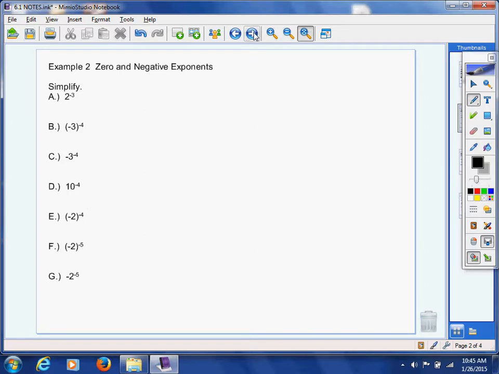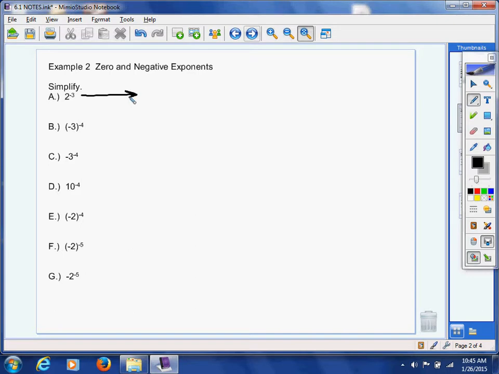Let's move on to example 2. We're just really going to delve into moving negative exponents and simplifying zero powers, etc., and so forth. And I just wanted to remind you, I didn't put any zero powers on there, so I'll put a couple on there a little bit later, and we'll try these. Let's move into this first one here.